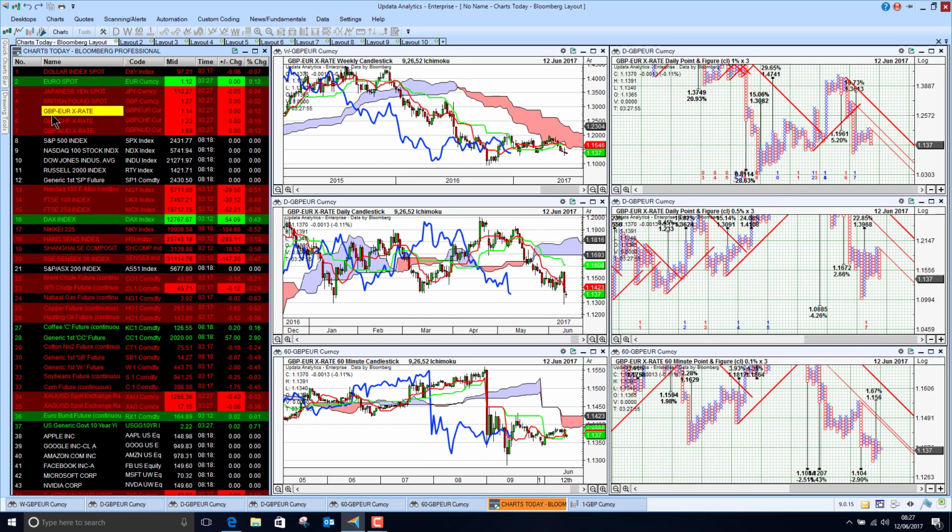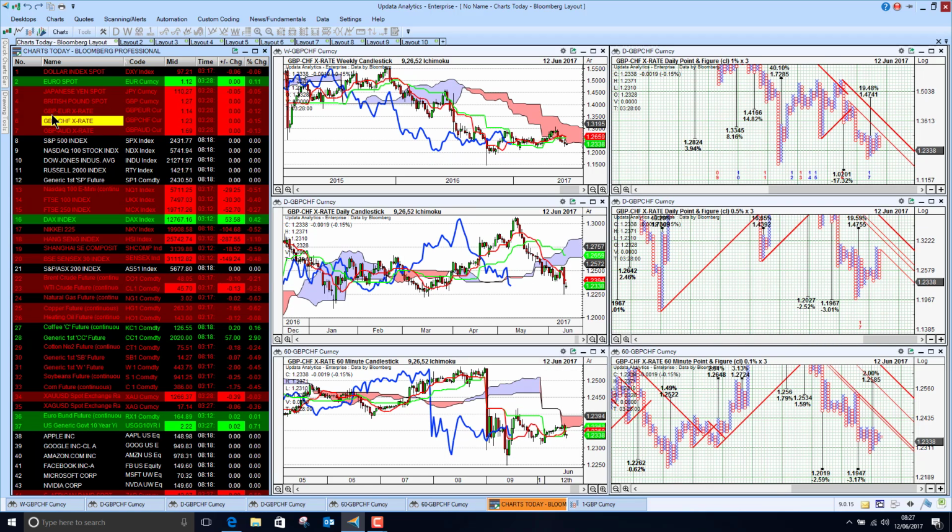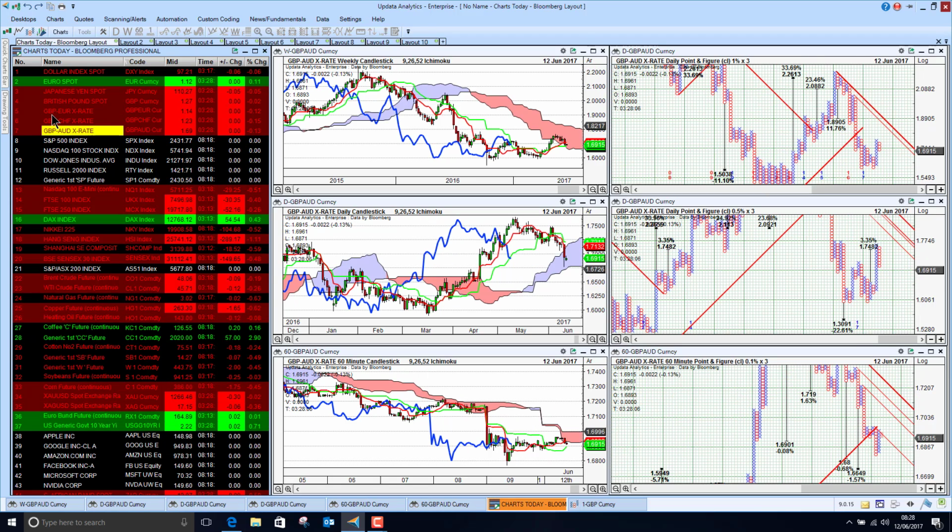Against the euro, of course, it's also bearish on all three time frames. Against the Swiss franc, it's bearish on all three time frames again. And against the Australian dollar, we're just holding the medium-term picture, but looks similar to the US dollar charts. But we do have these downside targets near side of 166.50, so that's about 1.5% downside.